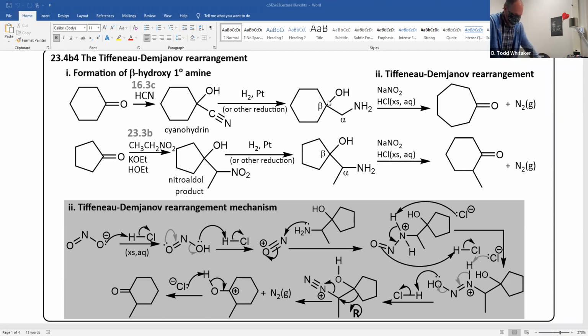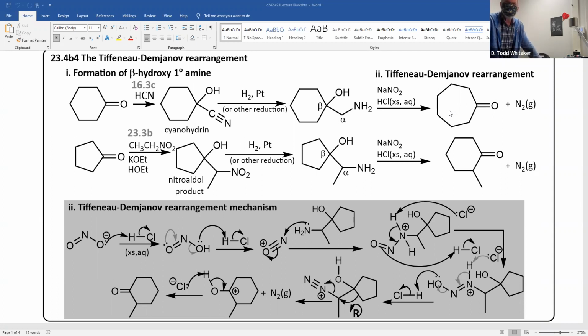And look at that. You got alcohol on a position one away from the amine position, which makes it a beta position to the amine. That's what beta amino means. Beta hydroxy, beta to the amine is a hydroxy. And you're going to make a diazonium ion, and then it's going to rearrange. And look at this, I like this one. The ring got bigger.